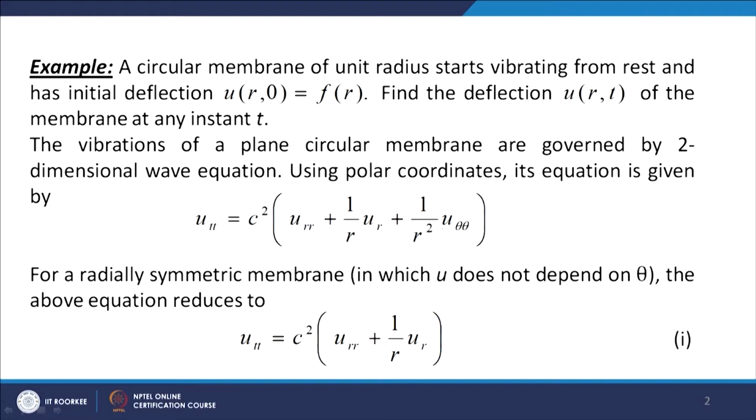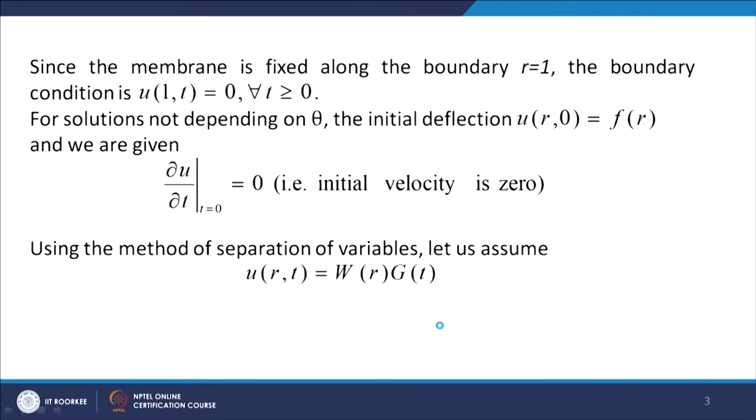Now the circular membrane that we are considering is radially symmetric, so u does not depend on theta, and therefore the above equation reduces: the term containing u_theta theta becomes 0, and we have u_tt equal to c square times (u_rr plus 1 by r u_r). Since the membrane is fixed along the boundary r equal to 1, the radius of the membrane being 1, the boundary condition is u(1,t) equal to 0 for all t greater than or equal to 0.